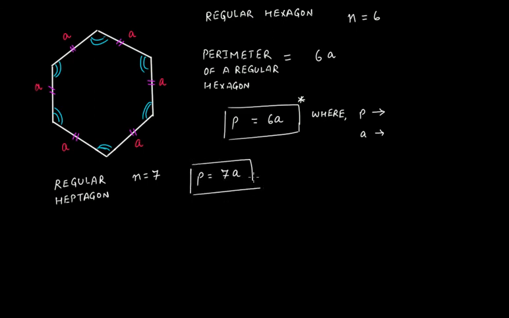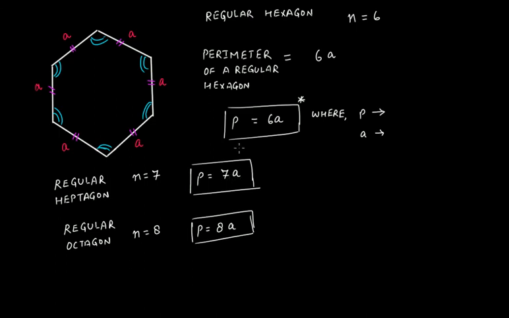And if it is a regular octagon, having n is equal to 8, that is a total number of 8 sides, then you will say that P is equal to 8A, right? So can you see the relation? Write the number of sides and then multiply with the length of each side of a given regular polygon.